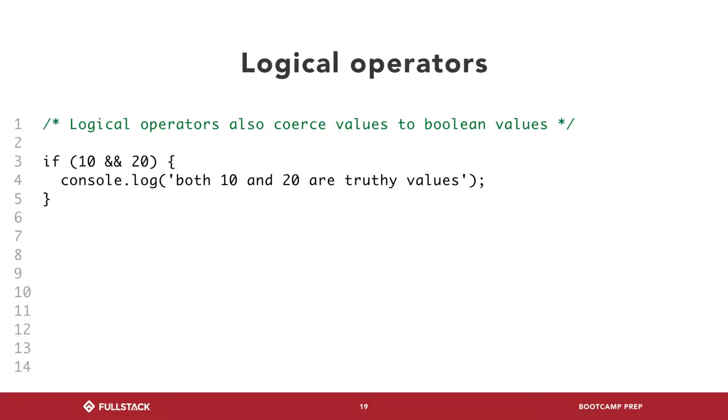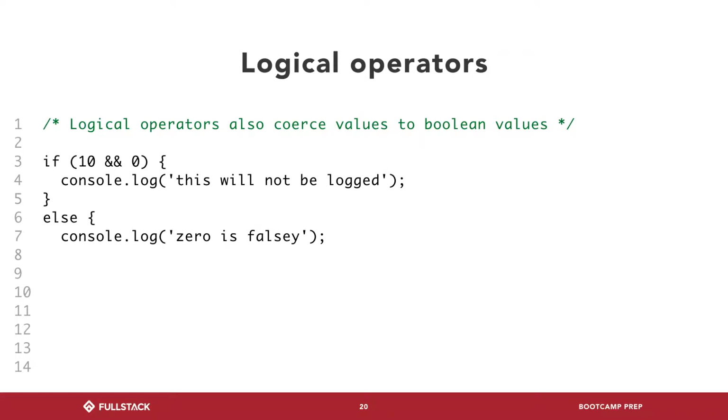So what does that mean? If I do 10 and 20, it will convert the 10 to a Boolean first and say, is it true or not? If it's true, it will convert the second thing to a Boolean and say, is this true or not? If this is true, it will give back this truthy value. If this was false, it will give you back false.